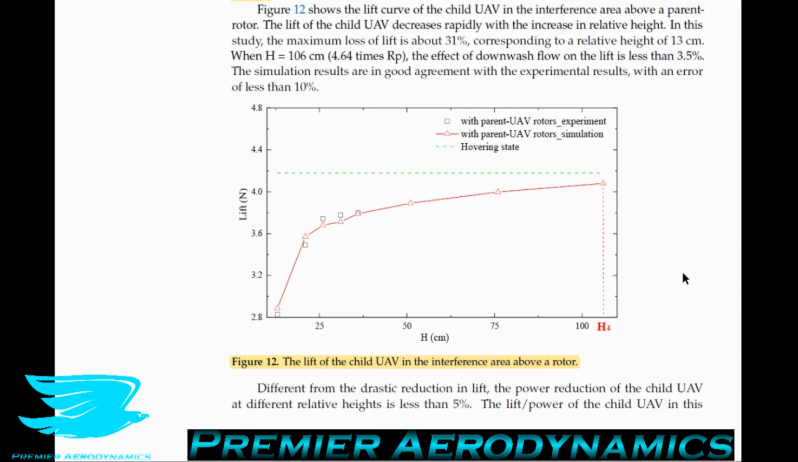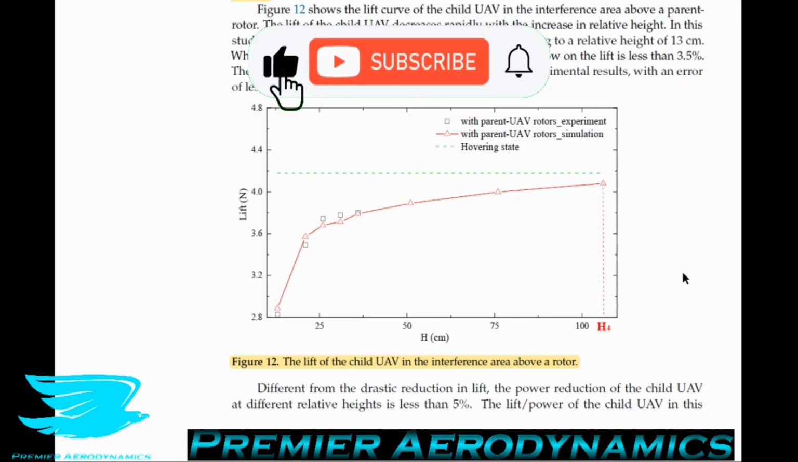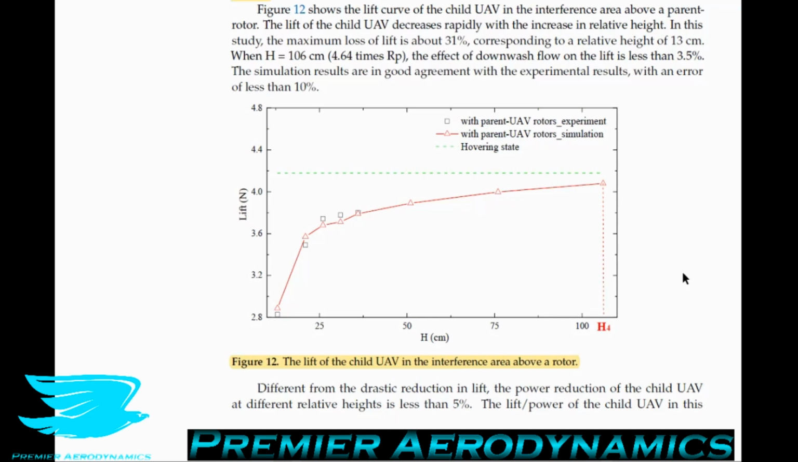almost to 4.2. Interestingly, even 1 meter above the rotor, where the little UAV is only about 3 centimeters thick, so 1 meter is a huge distance away, you still get a deficit in lift of about 5%. So that's quite a decent amount, even though you are so far away from the rotor. And this decrease is true for both the simulations and the experiments.